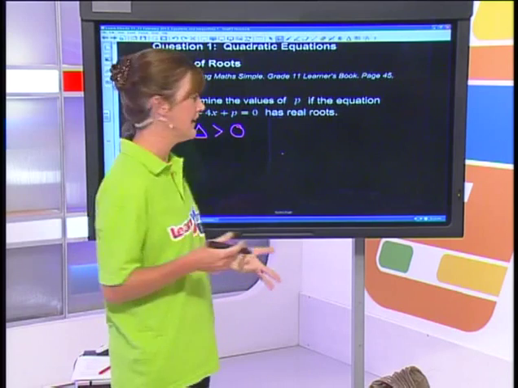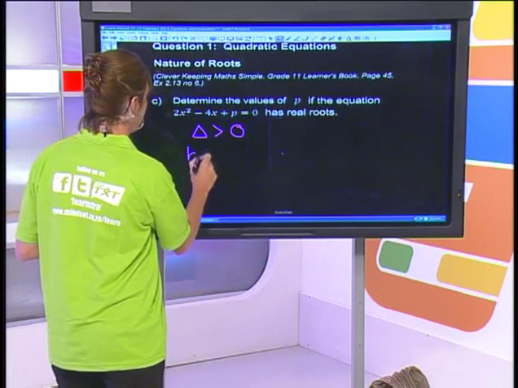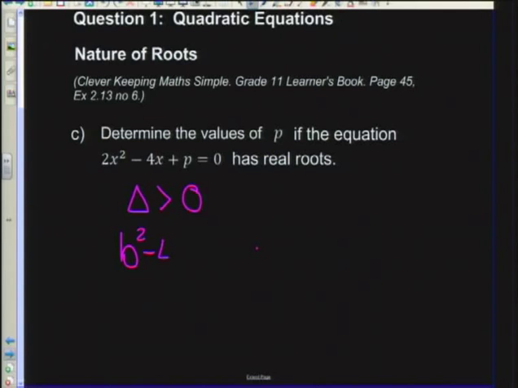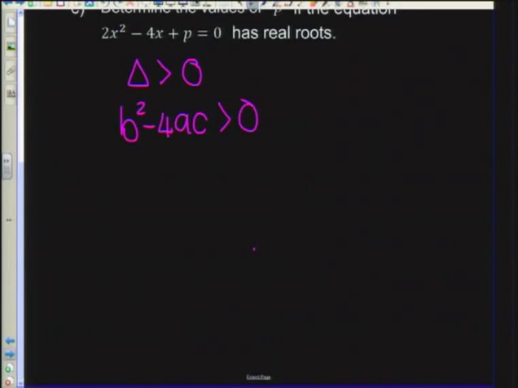It's positive. So the next thing we'd obviously have to do is work out the value of b squared minus 4ac, and we are going to make that greater than 0. So let's see, I've got negative 4, which is my value for b, squared, minus 4a, and my c now is the value of p. And it's greater than 0.